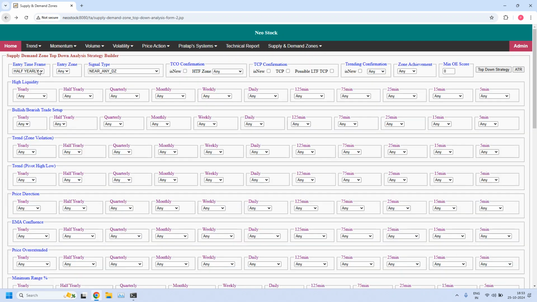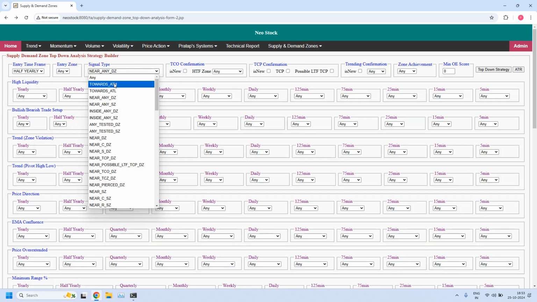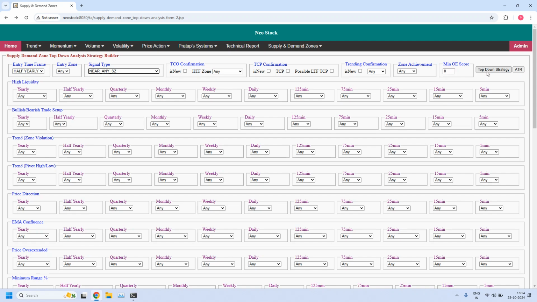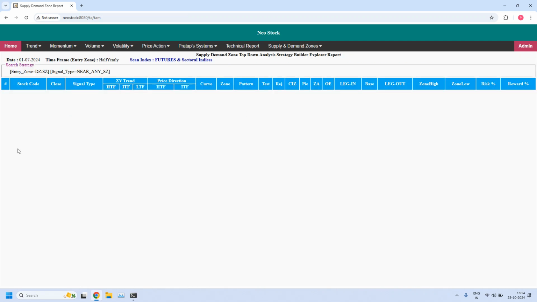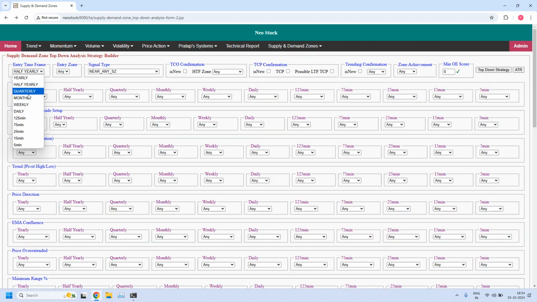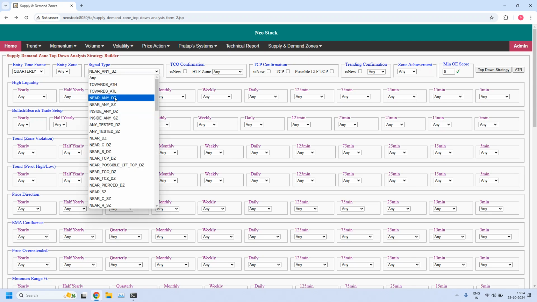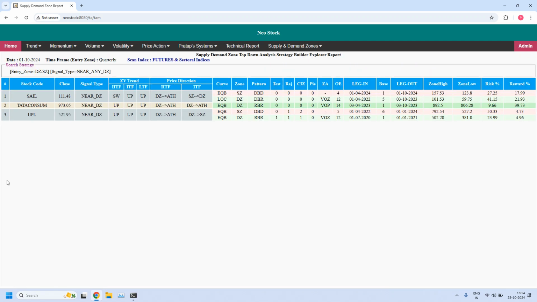Okay, next for half yearly time frame, let us find the stocks near half yearly supply zone. No stocks are available. The next time frame is quarterly. Let us find the stocks near quarterly demand zone. 3 stocks are filtered.